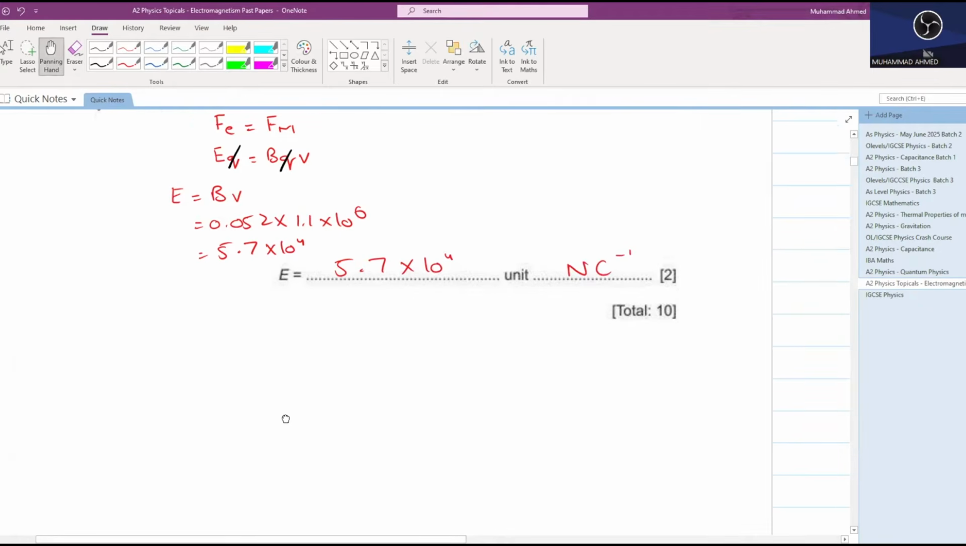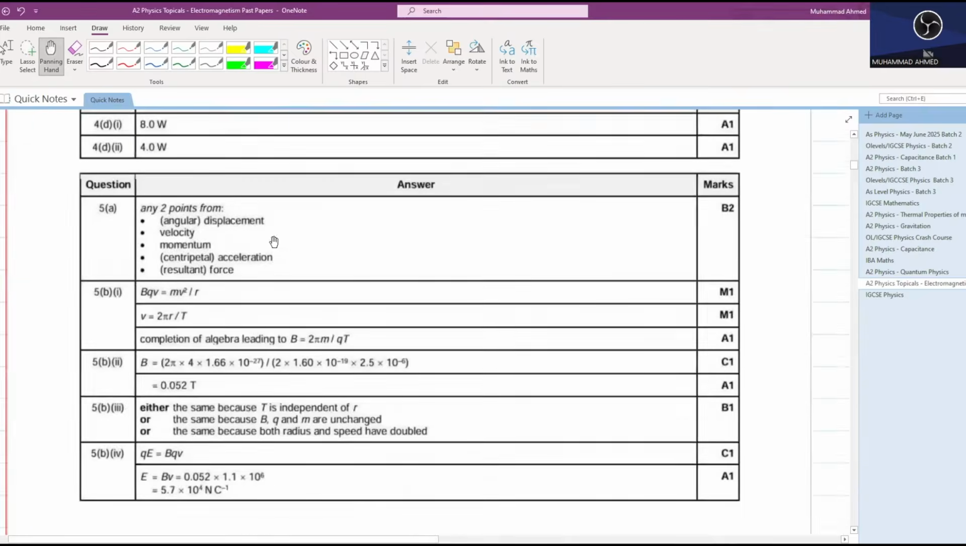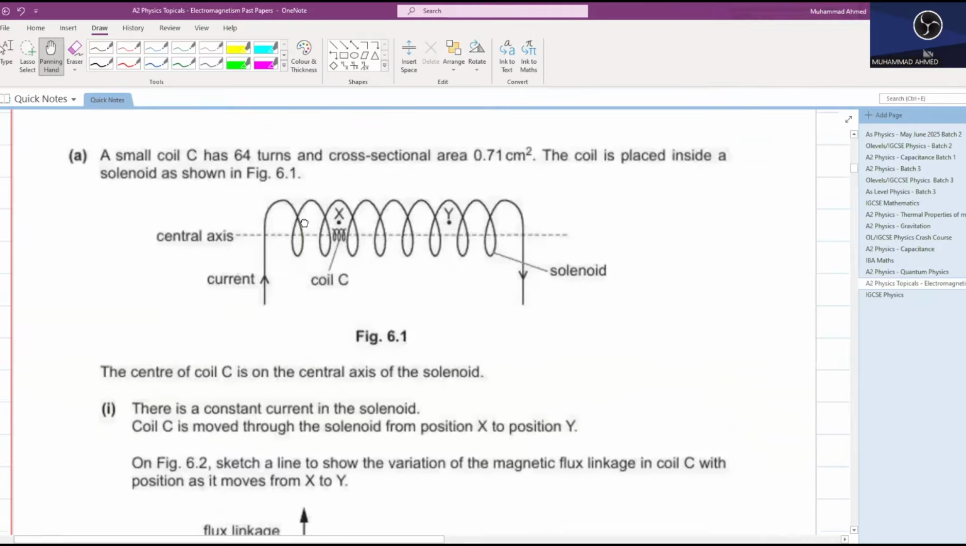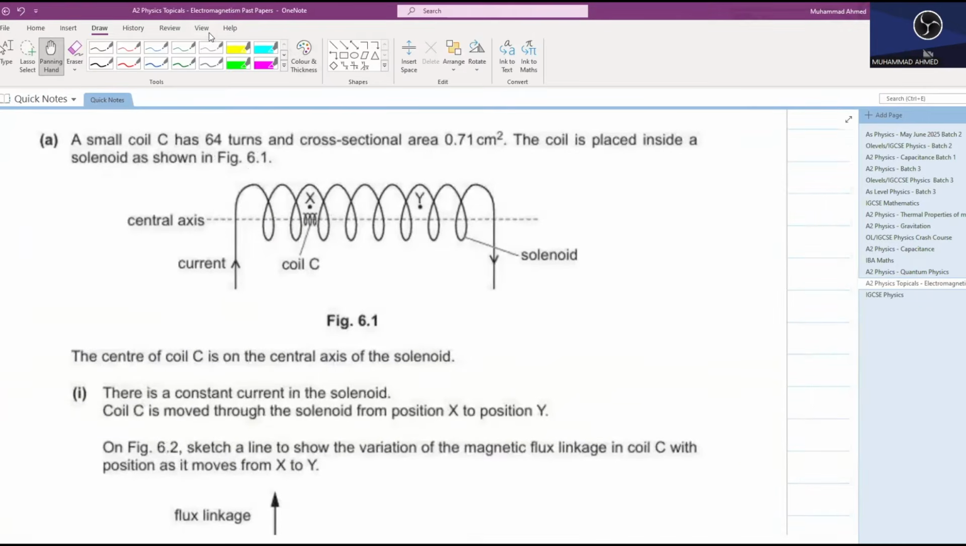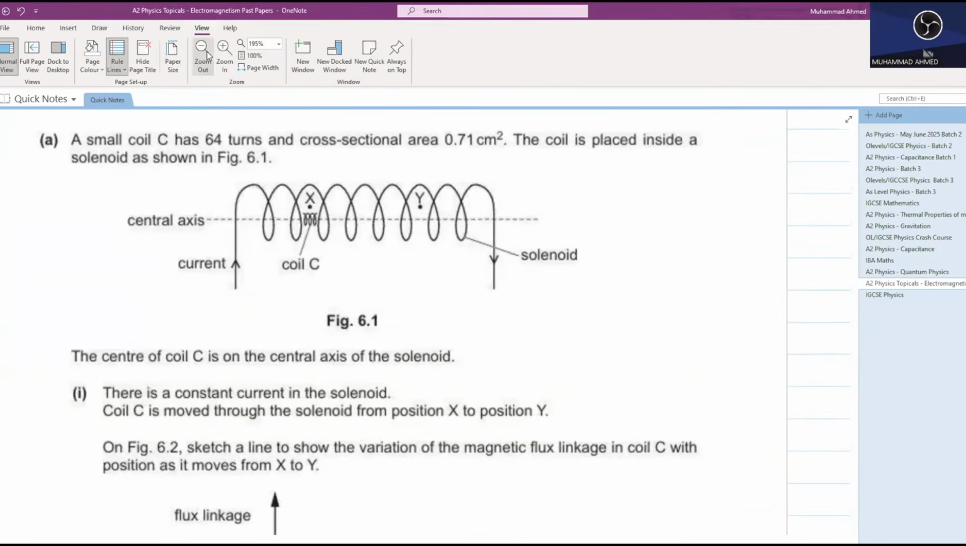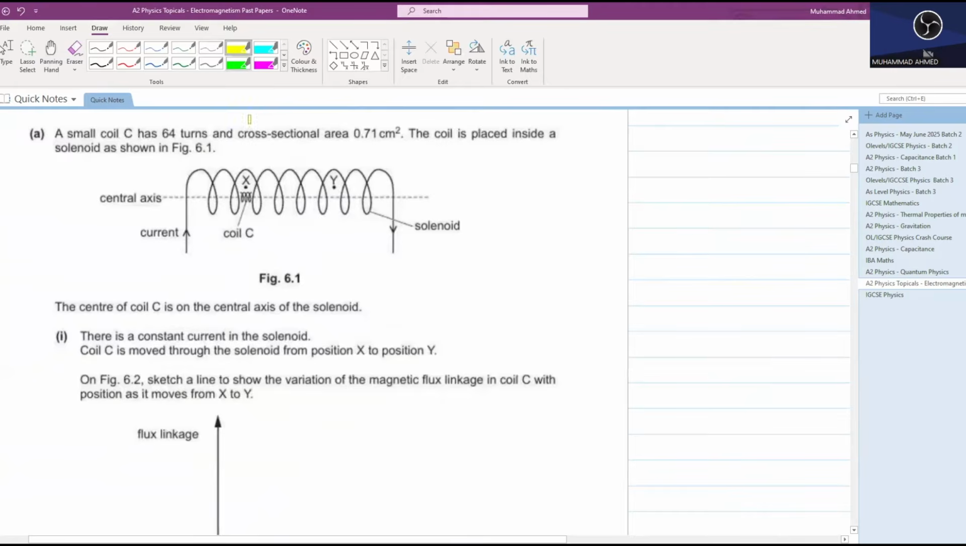Units can be newton coulomb minus 1. Let's further move ahead. Obviously, you can check with the marking scheme. A small coil C has 64 turns, and the cross-sectional area is 0.71 centimeter square. This is your coil C, with an area of 0.71 centimeter square and 64 turns.